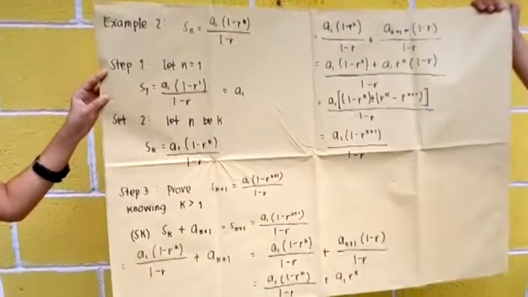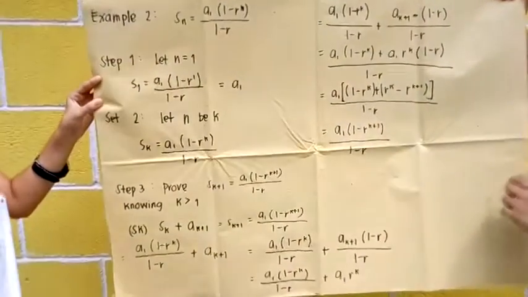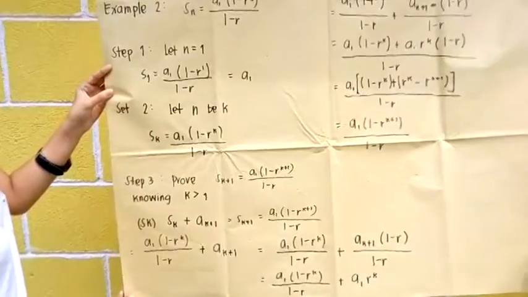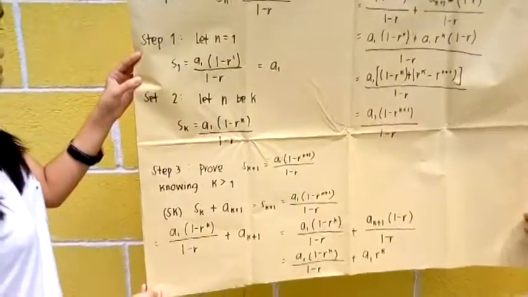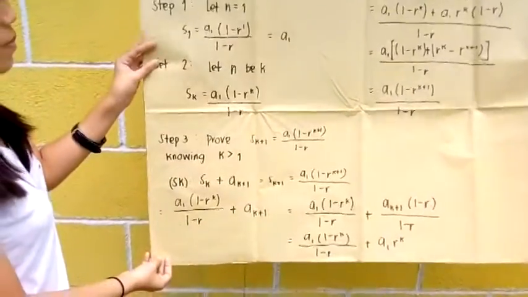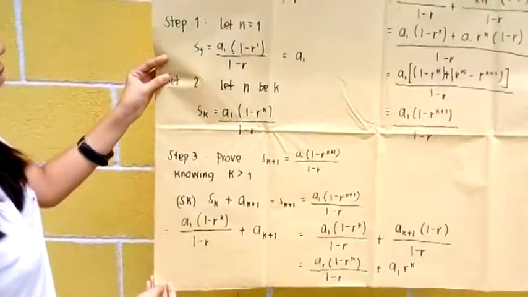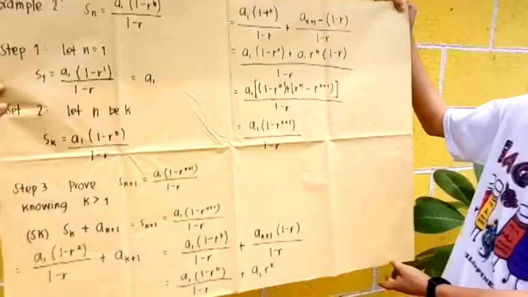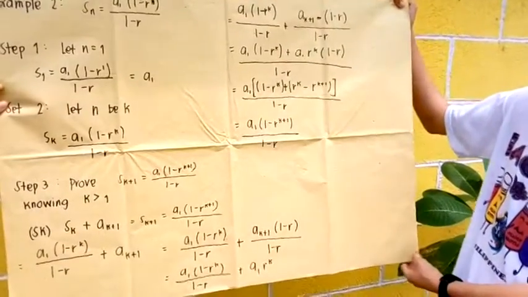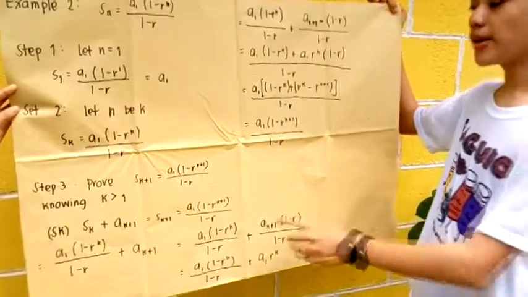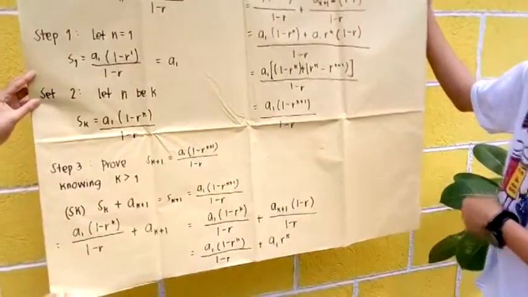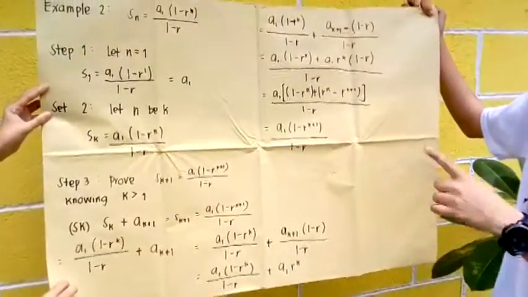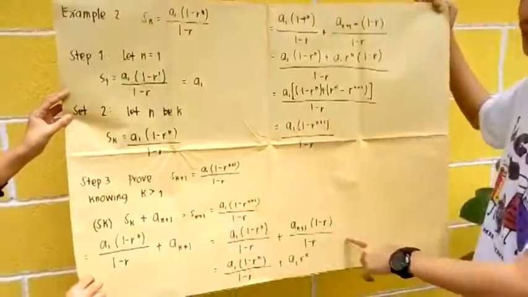Then next step is let n be k. So S sub k is equal to a sub 1 times 1 minus r raised to k over 1 minus r. Then, we have to prove that S sub k plus 1 is equal to a sub 1 times the quantity of 1 minus r raised to k plus 1 over 1 minus r, knowing that k is greater than or equal to 1.